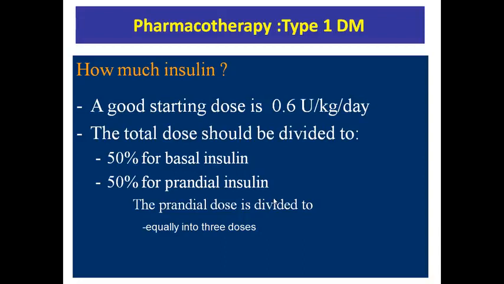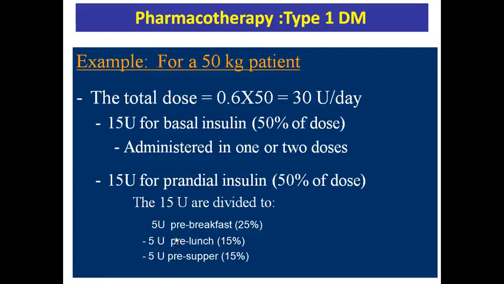So how much insulin do you need to give? A good starting dose is 0.6 units per kg per day. Total dose should be divided 50% for basal insulin and 50% for prandial insulin. And then this 50% prandial insulin is divided into 3 equal doses. So for example, you have a 50 kg man. The total dose will be 0.6, the standard dose units, times the weight of the patient. This will give you 30 units per day.